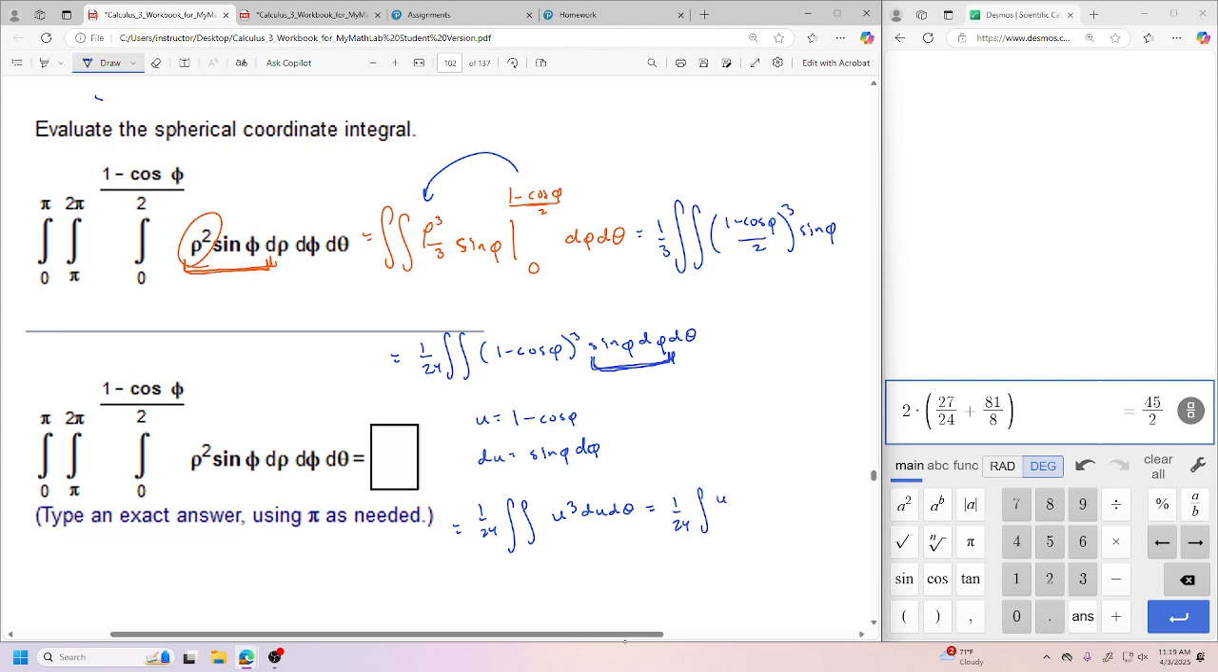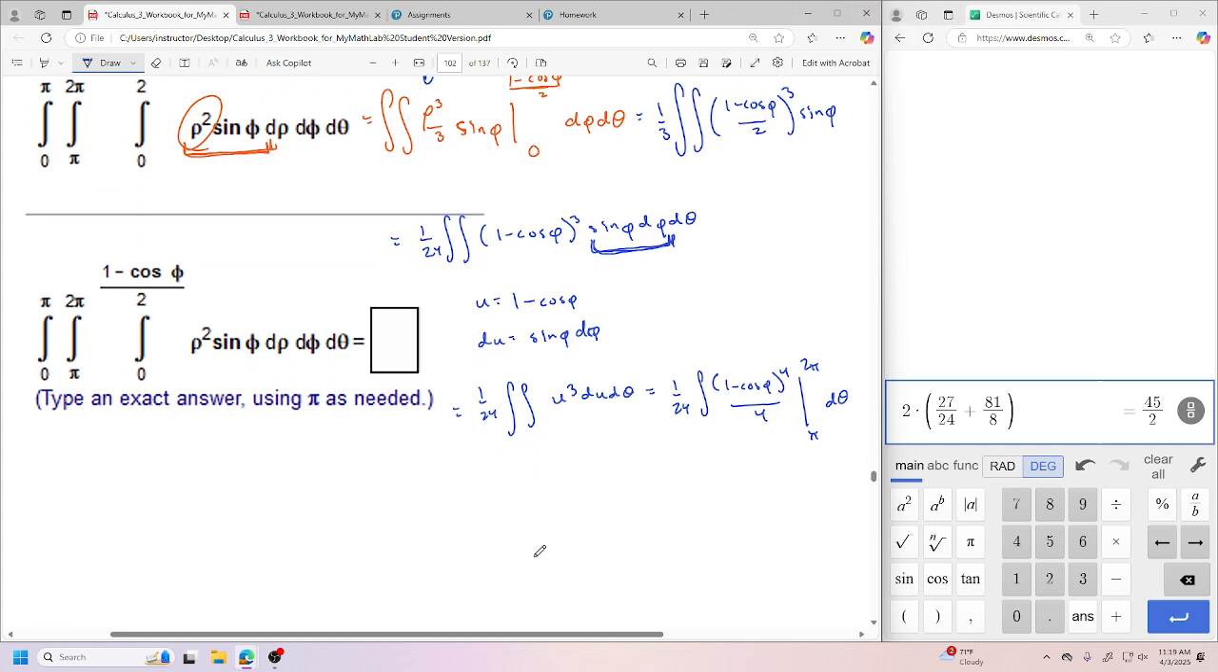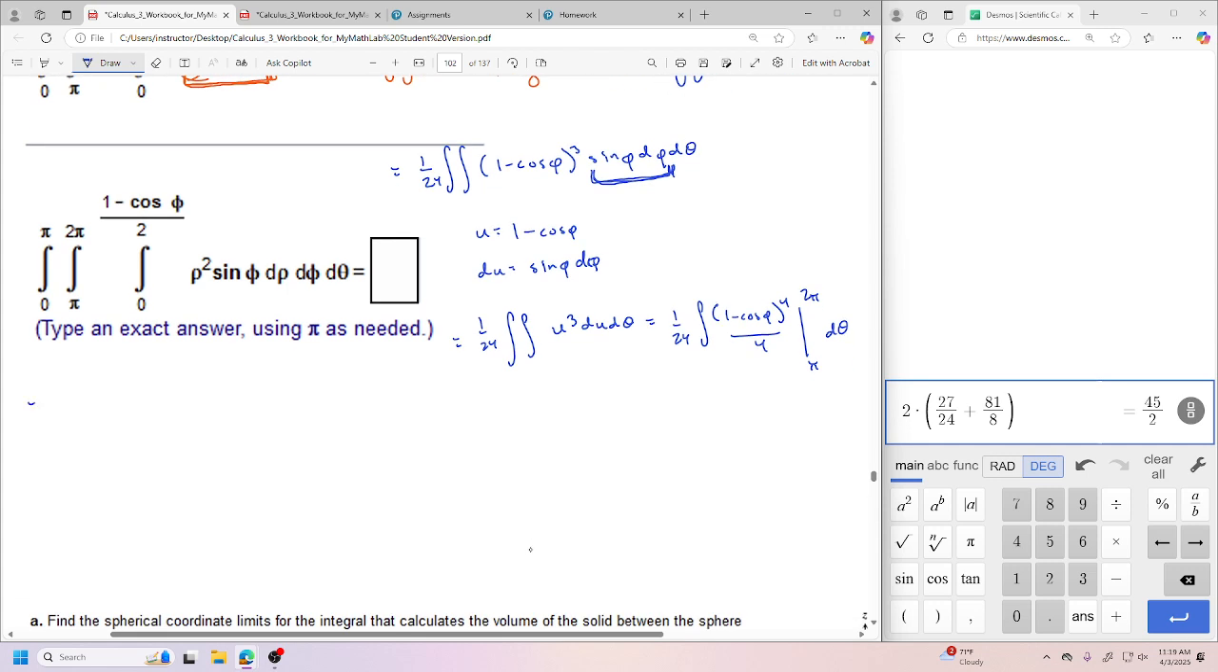And so then I got u to the 4th divided by 4, but I already know what u is. I'm just going to go ahead and plug it in. So 1 minus cosine phi to the 4th all over 4 from pi to 2 pi. That's a very weird phi. That's very strange. I have never seen that. Okay, I'm going to start working down right here. But nevertheless, we can plug them in.